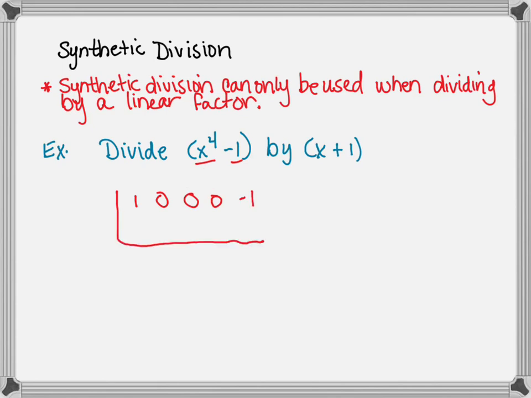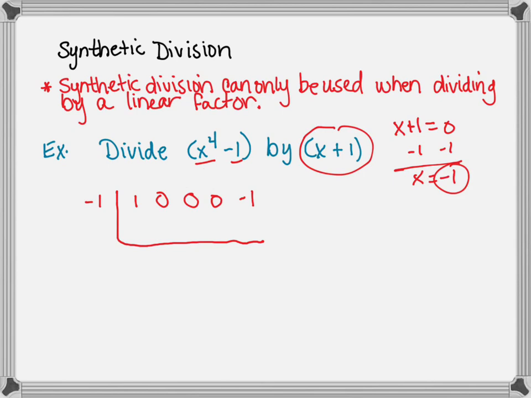I've got my synthetic division box, and then my linear factor is x plus 1. So if I set x plus 1 equal to 0 and solve for x, I get x is -1. That's the 0, and that's the number that I'm putting outside to the left in synthetic division.